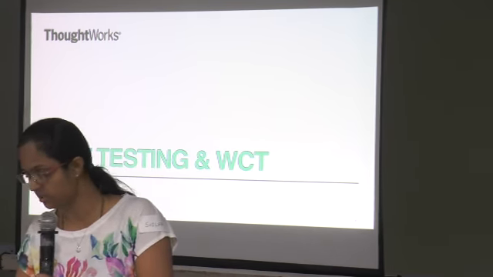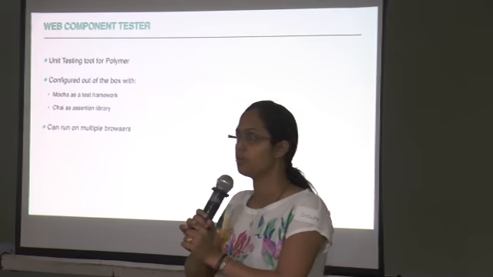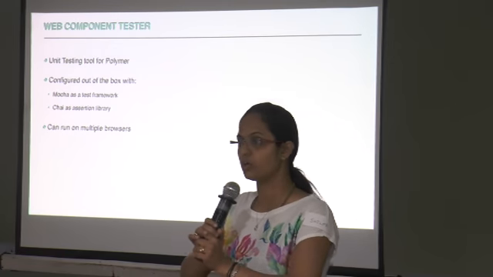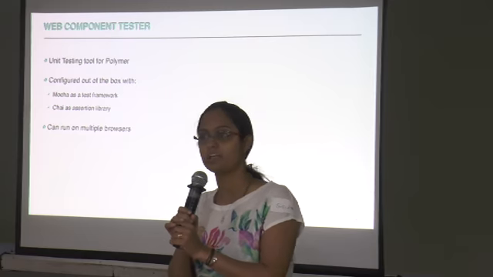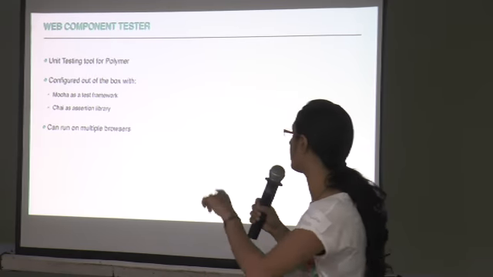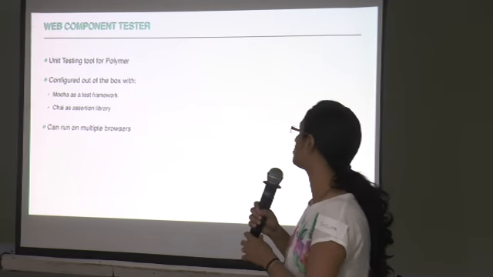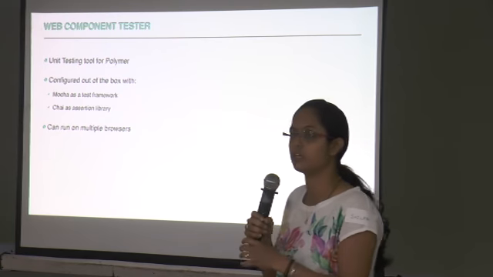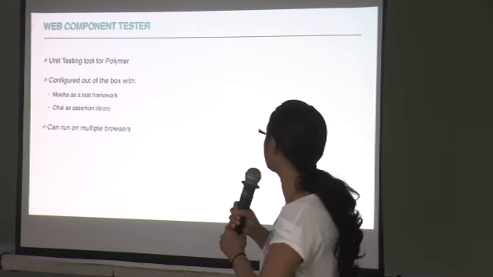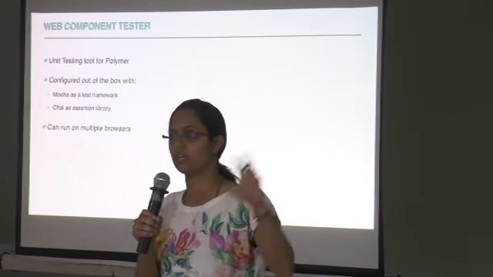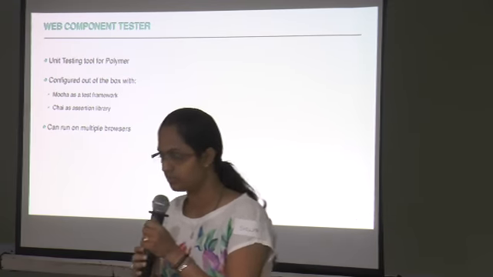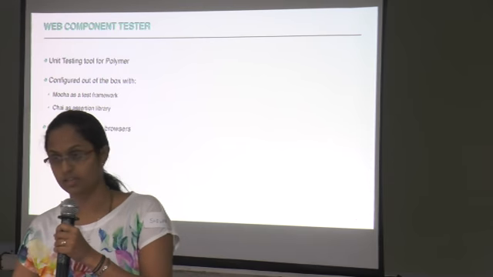Web Component Tester is basically a unit testing tool for Polymer, again by Google. It is configured out of the box with Mocha as a test framework and Chai as an assertion library. Mocha gives you flexibility to do a lot of things. The WCT package comes with Mocha as a test framework, and since Mocha doesn't have an assertion library, they have included Chai as an assertion library so that you can write your assertions with the Chai assertion library.